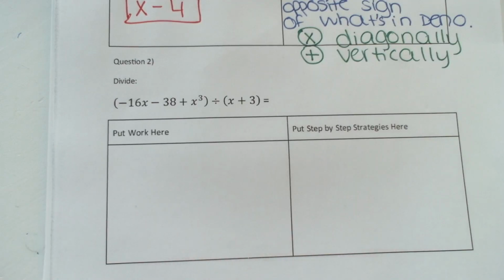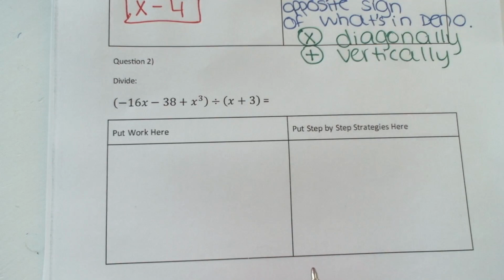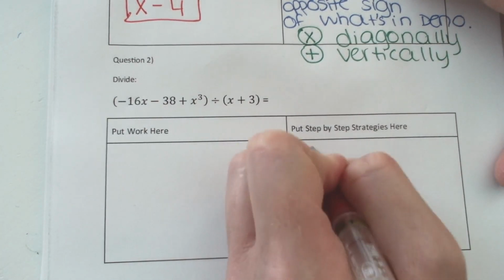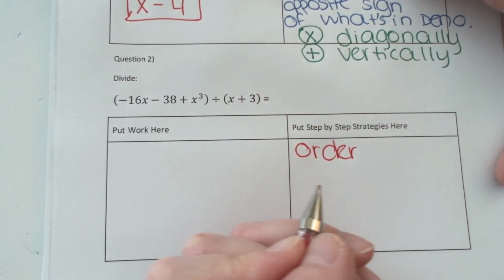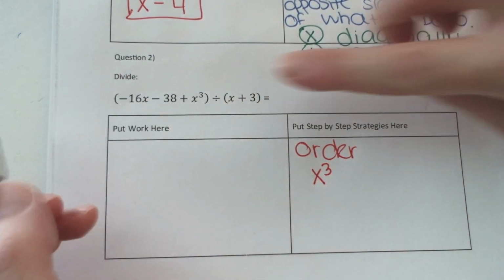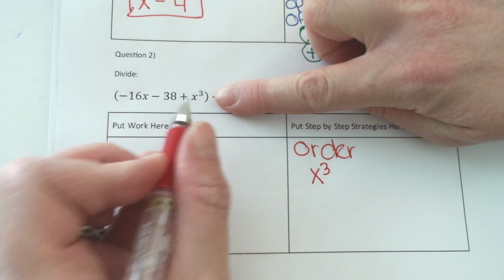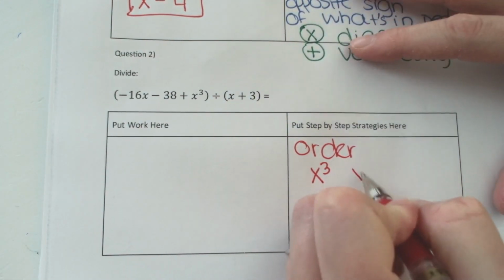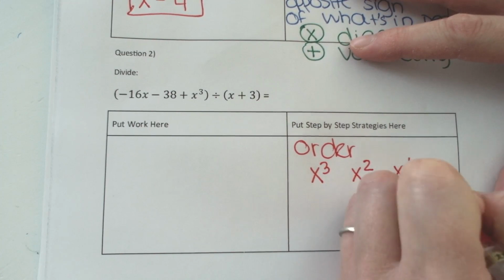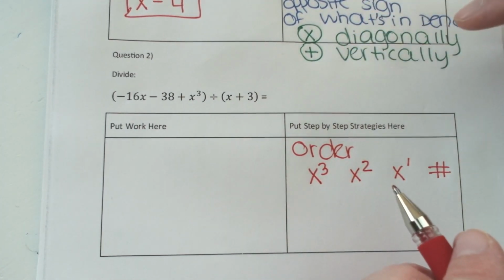All right, so with this question, it's the same steps as above, but the key thing that you need to be careful about is making sure that the order is correct. So you start with the highest power in the numerator. So the numerator is this first parenthesis. So the highest power is x cubed. And then you're going to go x squared, x to the first, and then the number. And if you don't have one of these, you have to put a placeholder 0.